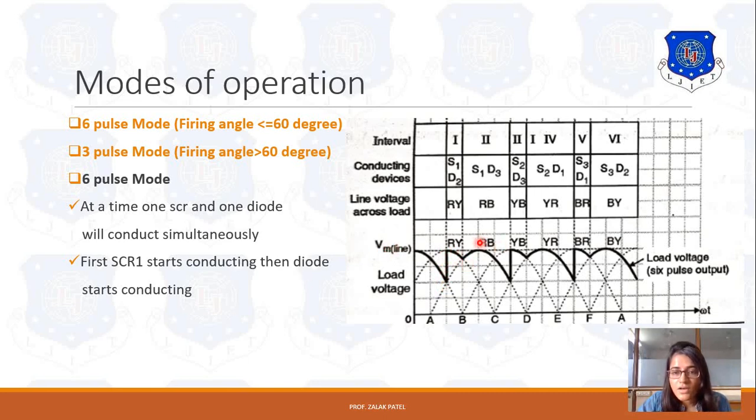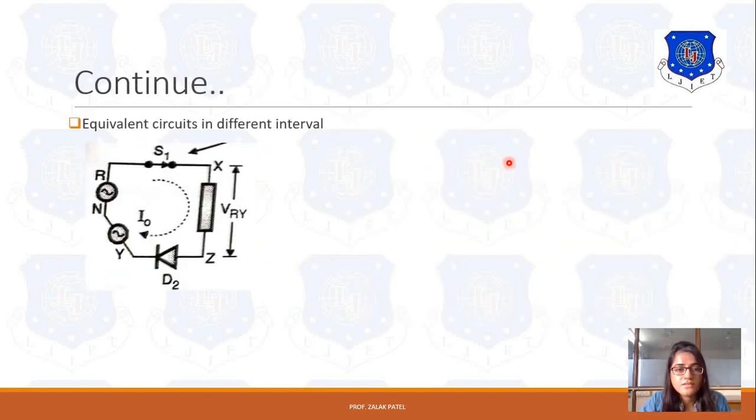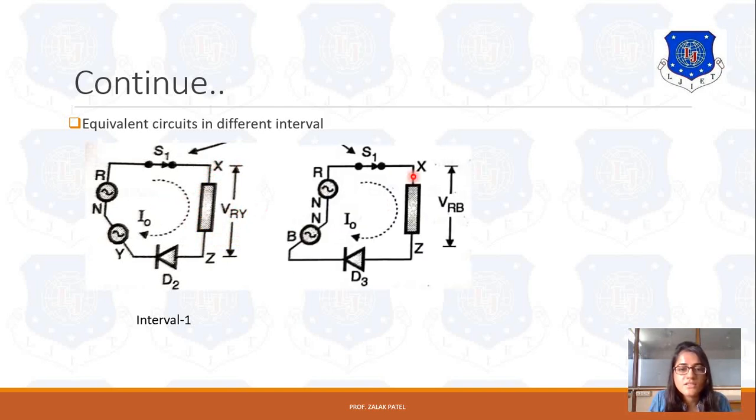After some time interval, S1 starts conducting with diode D3. If S1 conducts with diode D3, then the line voltage that appears across the load is VRB. So the equivalent circuit will look like this. This is our first interval, interval 1, in which S1 and D2 will operate, and at that time the voltage is VRY. In the second interval, you can see that S1 and D3 will start conducting and the voltage is VRB.